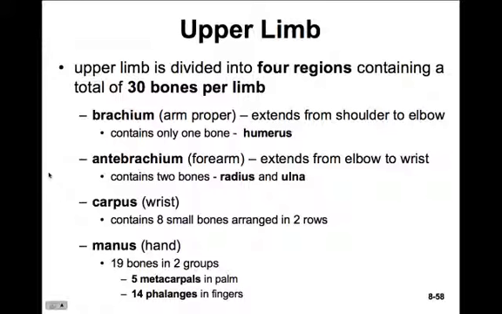It's the humerus. It has a lot of features, though. The antebrachium is the forearm. It extends from the wrist to the elbow. It contains 2 bones, the radius and the ulnar, and all of their features.